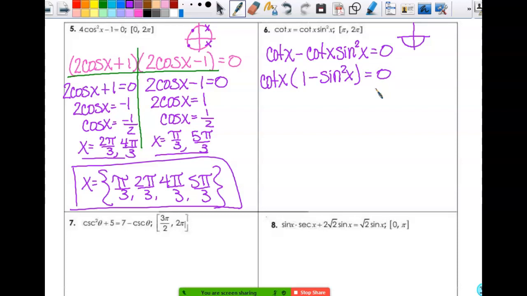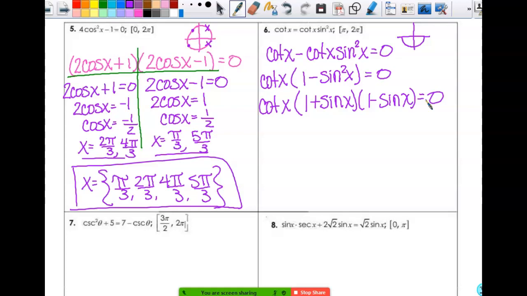What kind of setup is that, 1 minus sine squared? It is a Pythagorean identity, and we actually could use that. We're going to wait till tomorrow to do identities, but I actually could do that. How can I factor? What's it set up like? Difference of squares. All right, so I got cotangent x times 1 plus sine x times 1 minus sine x. So it's still difference of squares even when the variable is in first.